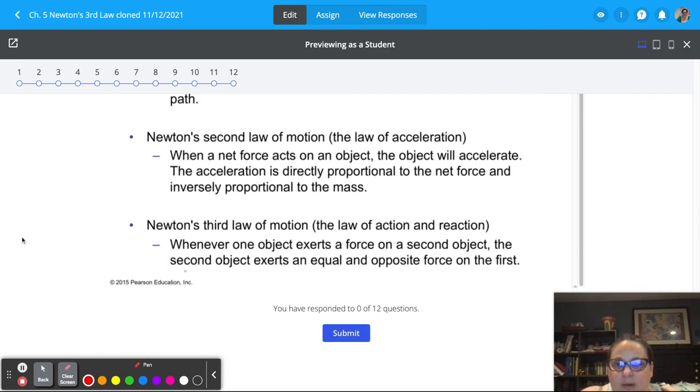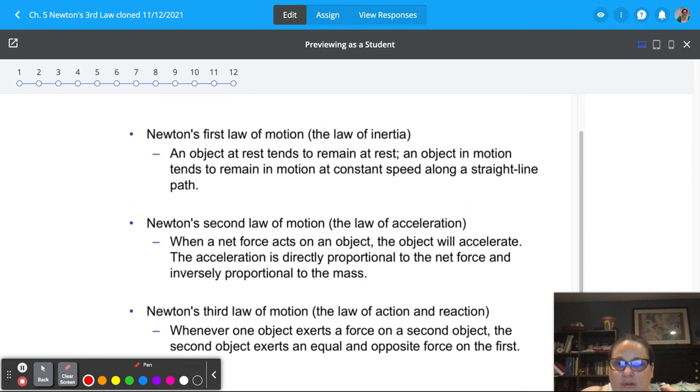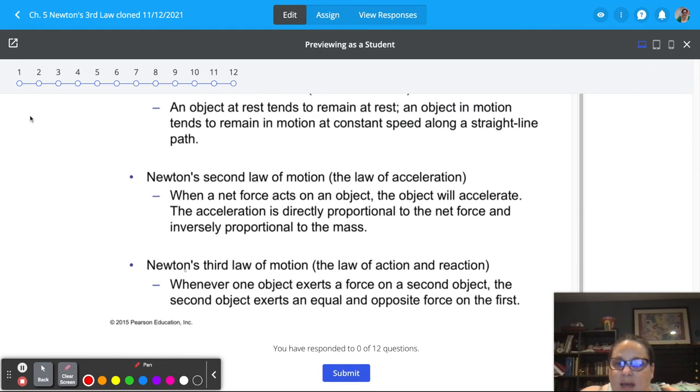All right, and then at the bottom here, we have a summary of Newton's laws. You will receive a handout for notes for this section next week. And that is it for today.